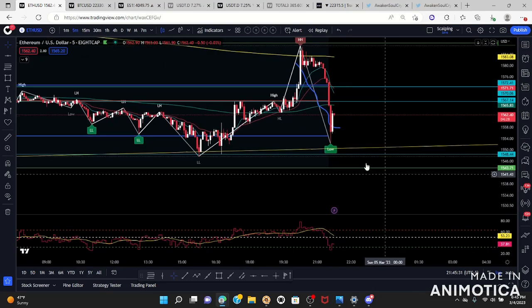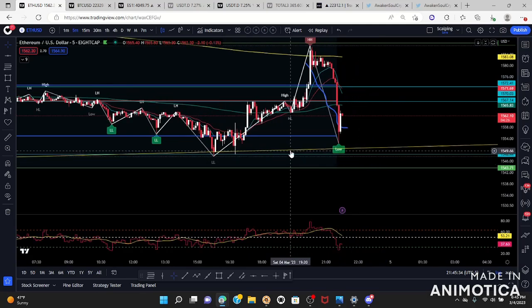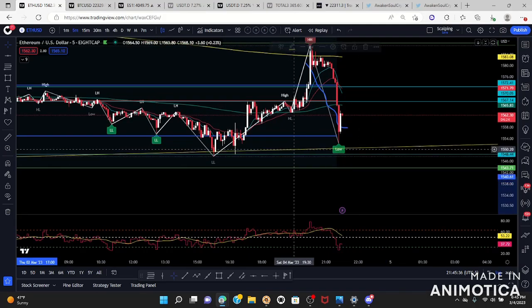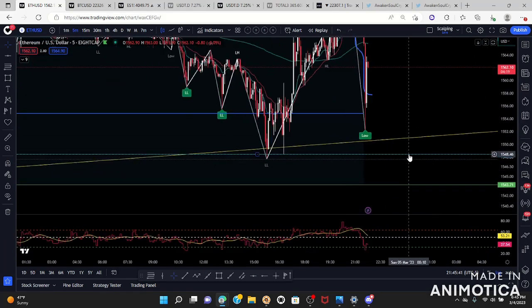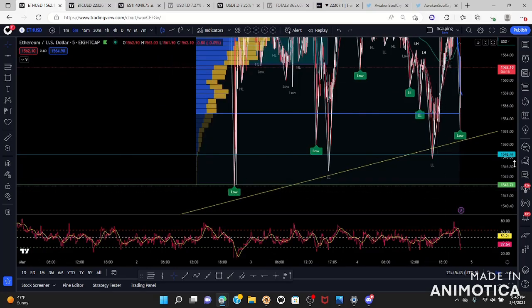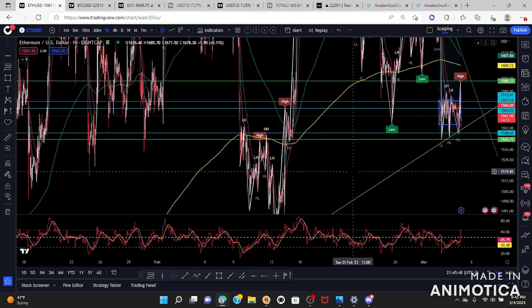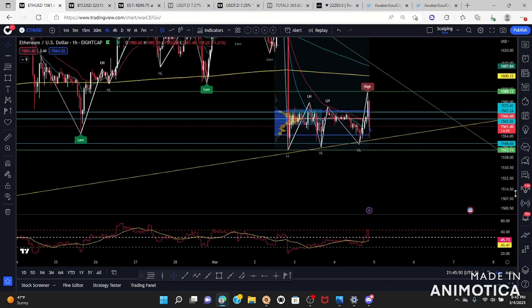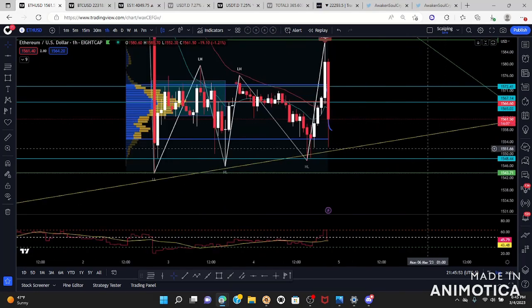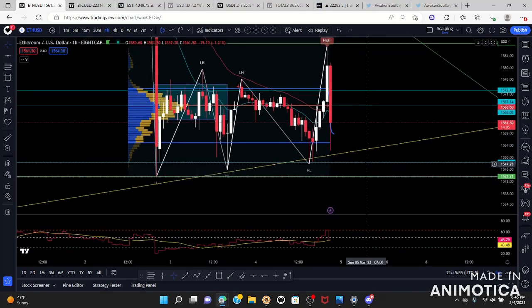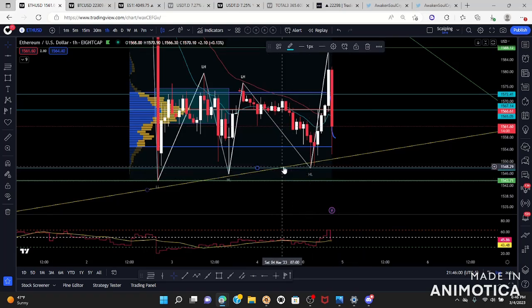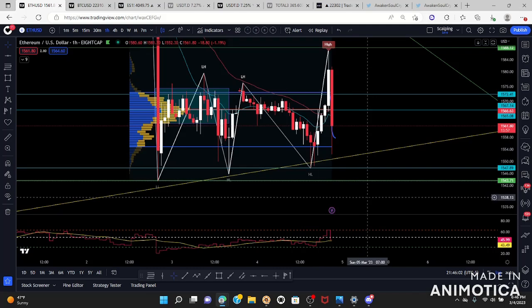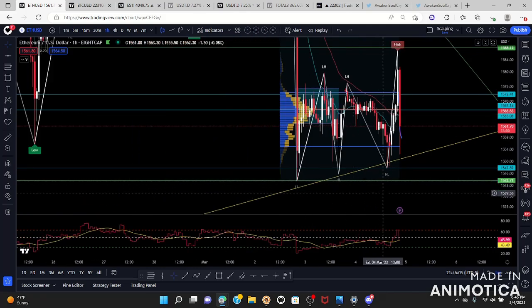Right? How would you know to take a short? Like I said, for me, if it breaks this yellow trend line, that is my daily trend line. This is a 4-hour. What is 58? Oh, this is the range, right? This is the higher low. So if it breaks the yellow trend line, and if it breaks this support, we know we're coming down. That's how I see it.